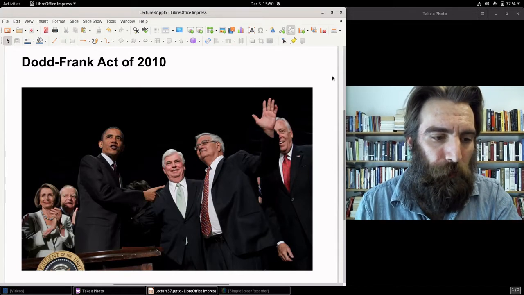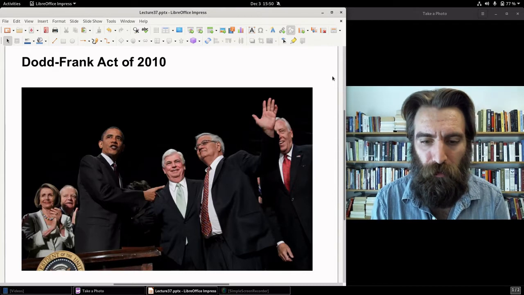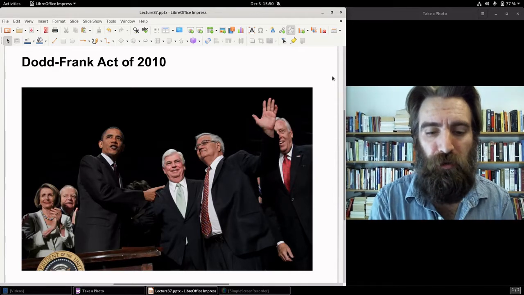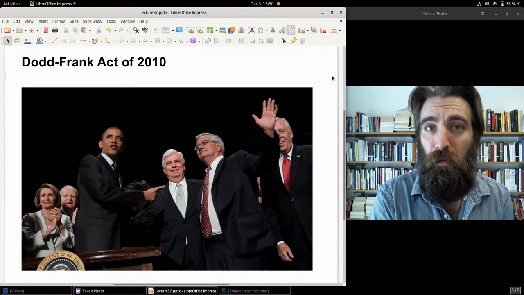Now, in 2010, Congress passed the Dodd-Frank bill in order to improve financial stability and in order to improve consumer protection.